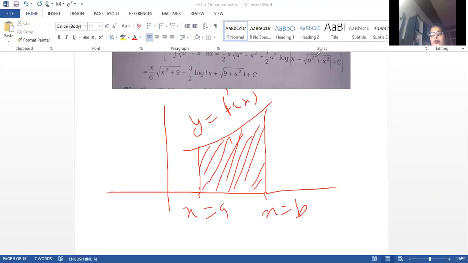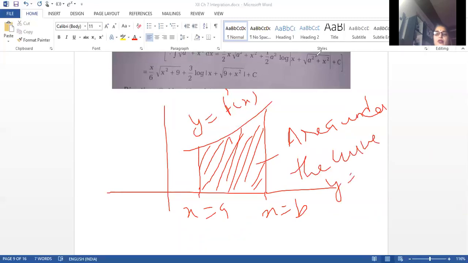Clear? So it will give you what? Area under the curve y is equal to f(x). How will it give area under the curve? With the limits. With the limits what? This line x is equal to a, this line x is equal to b, and the x-axis. So area under the curve with the limits x is equal to a, x is equal to b, and x-axis.